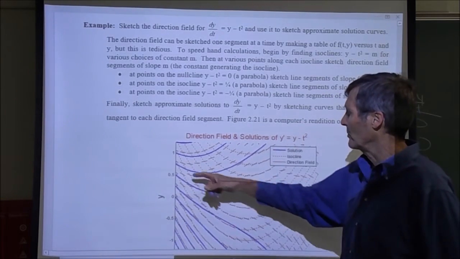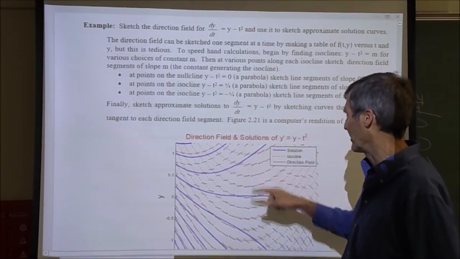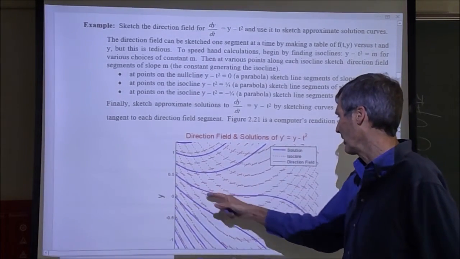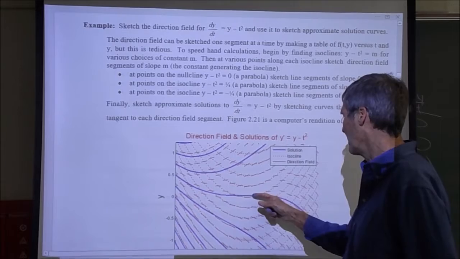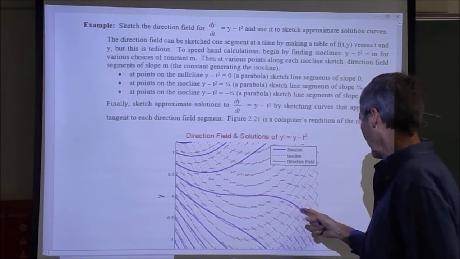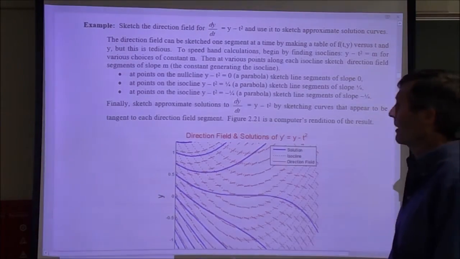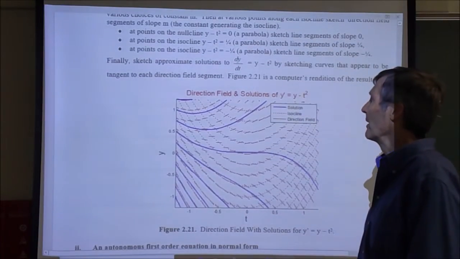You try and draw these tangent to every direction field segment. So you have tangent there, and then tangent there, and then tangent there. This one is tangent here, and then tangent here horizontally. Goes up a little, then it's tangent horizontally again. Starts to follow these direction field segments downward. So there's how you can draw direction field segments.